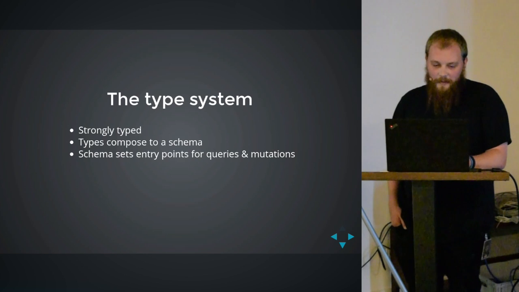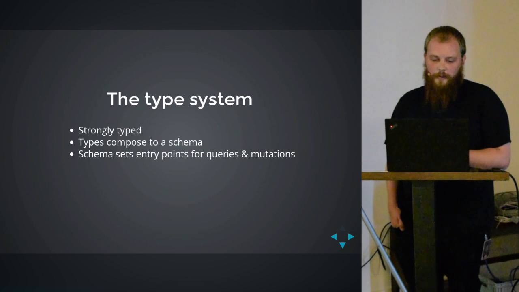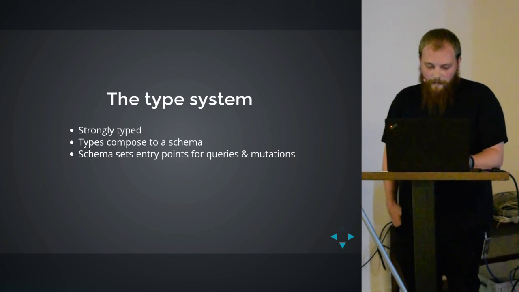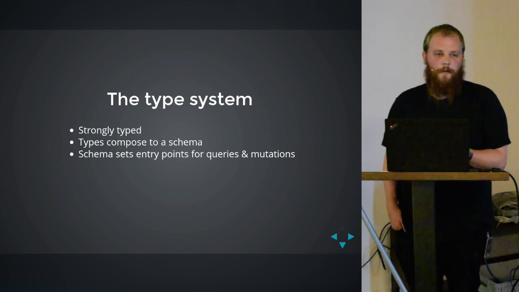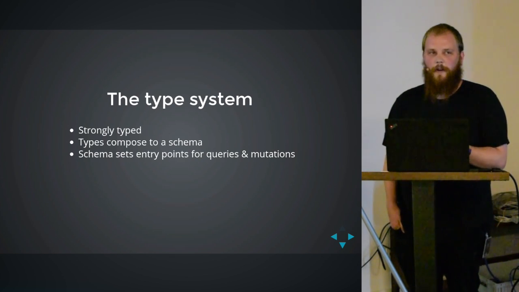So, the type system. GraphQL is based on a type system which is strongly typed to integrate with other languages, and it can be used to generate schemas for typed languages. The GraphQL schema is based on types, so you combine several types from where on you can build queries against it. And the schema sets the entry points for the queries. So you have several entry points from where on you can explore the data.